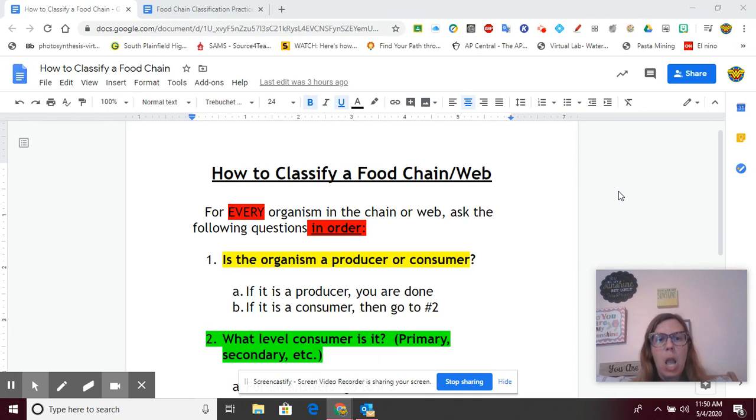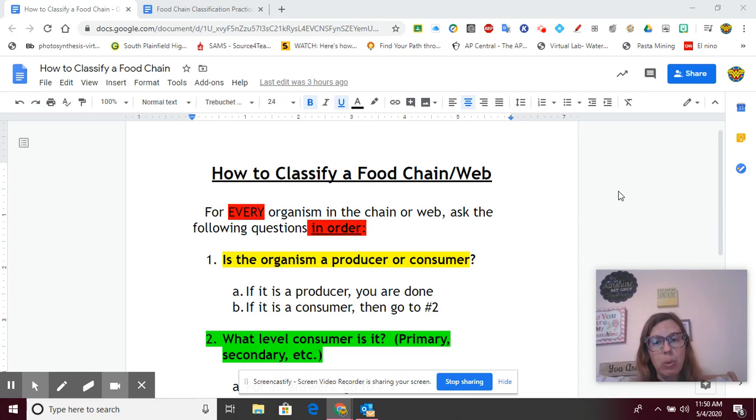Today I'm going to teach you how to classify a food chain or a food web. For every organism in the food chain or the food web, you are going to ask the following questions in order. So it's very important that you go back to the beginning of this list, question number 1, each time you reach a new organism in the food chain or food web.